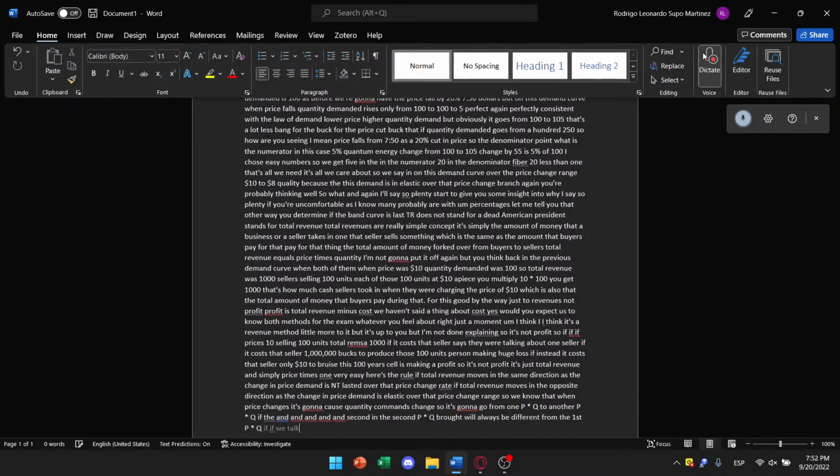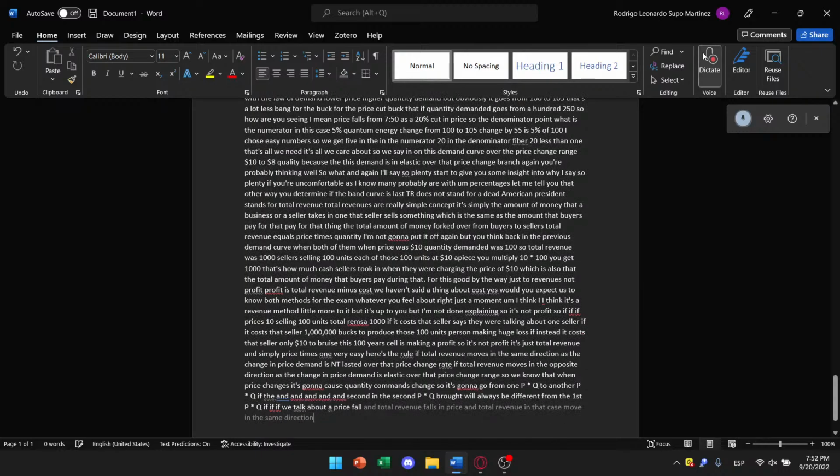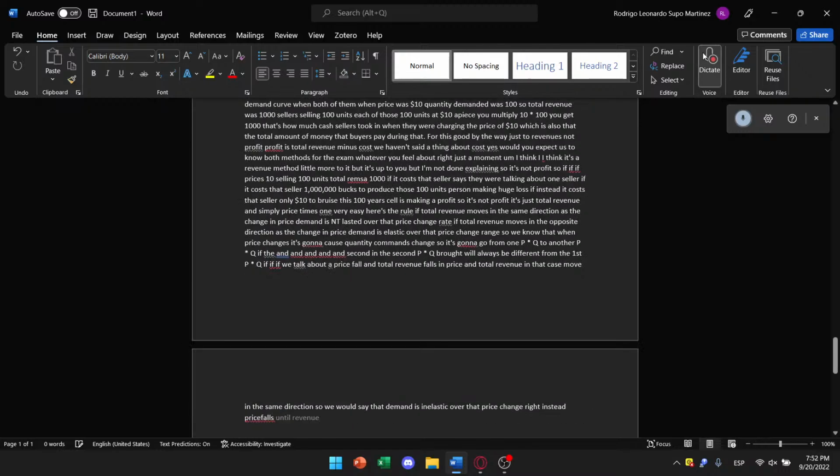If we're talking about a price fall and total revenue falls, then price and total revenue in that case move in the same direction. So we would say that demand is inelastic over that price change range. If instead price falls and total revenue rises, we would say that demand is elastic over that price change range. Let's look at the other two, those previous two demand curves that I showed you, and look at the total revenue.